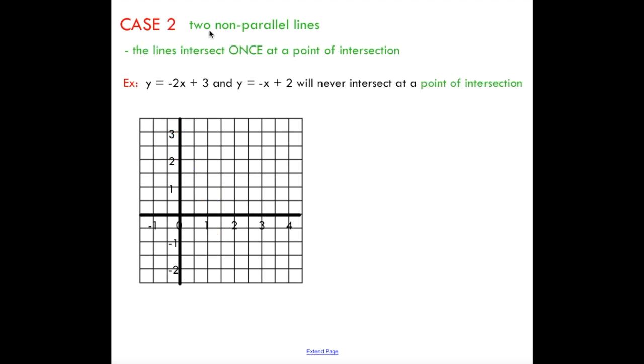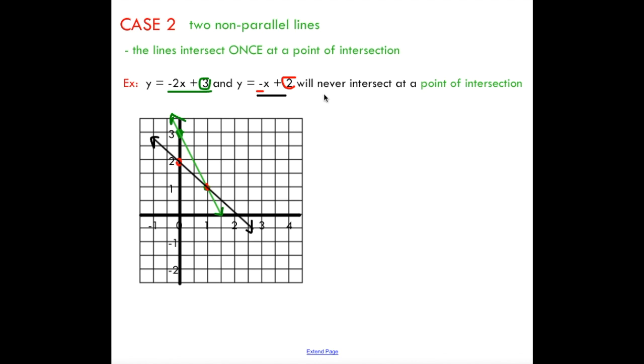The second case, we have two non-parallel lines. So these guys are going to intersect once. Remember, lines cannot intersect twice. They're straight lines. This guy has a y-intercept of 3, so we've got a slope of -2: rise -2, run 1. So our second line, we have a y-intercept of 2, a slope of -1: rise 1, and we're going to run 1 to this point, and that line crosses through this point and that point.